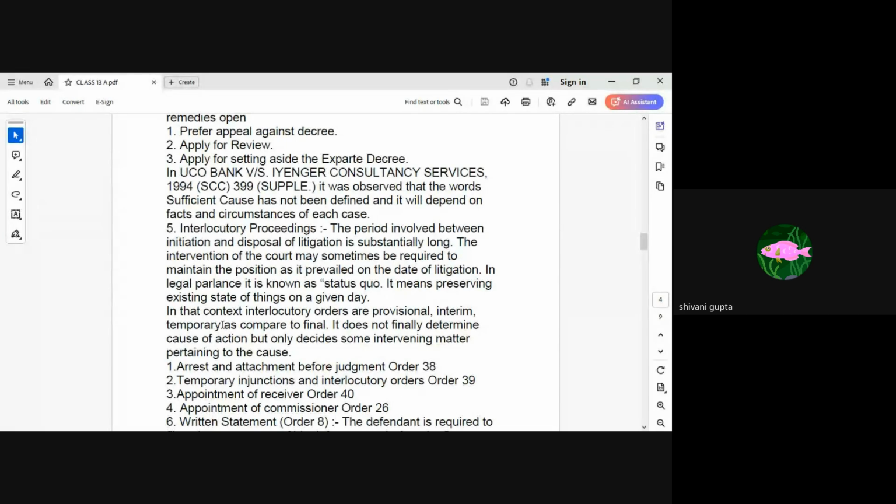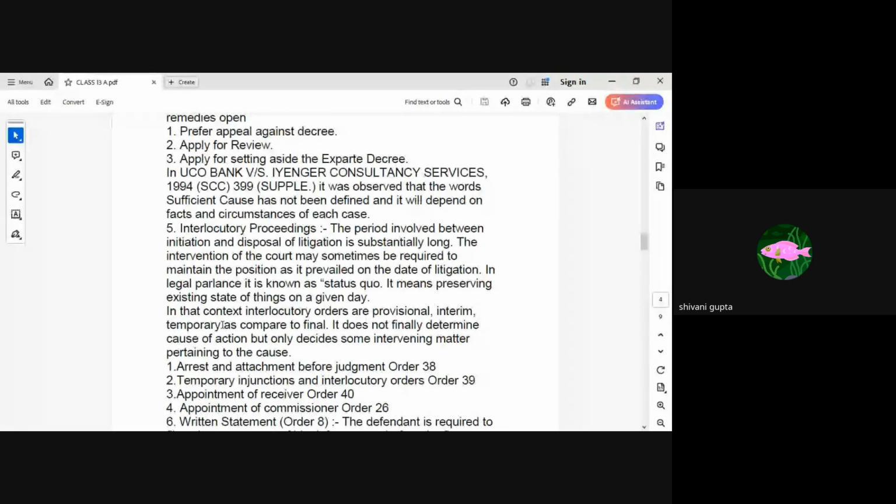In one case, UK versus Younger Consultancy Services, it was observed by the court that the term sufficient cause has not been defined and it will depend upon the facts and circumstances of each case. The sufficient cause can be different from one case to another.